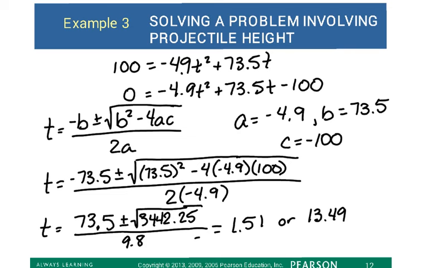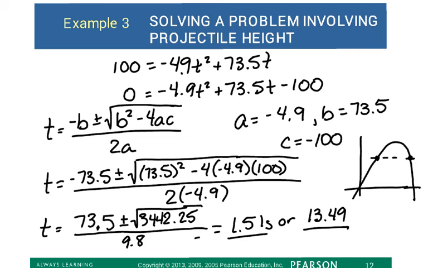Now we ended up with two solutions that are both positive. If you think about it, whenever we throw a projectile up, it's going to have a graph that looks something like this, and when it reaches a height of 100 meters, it's going to go past the 100 mark, hit it once, and then come back down at that 100 mark again. And that's why we ended up with two different times. So at 1.51 seconds and 13.49 seconds, we have two solutions. So the projectile will be 100 meters above the ground after those two values that we just found.